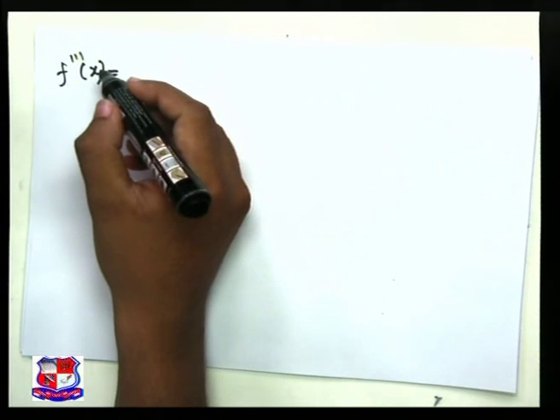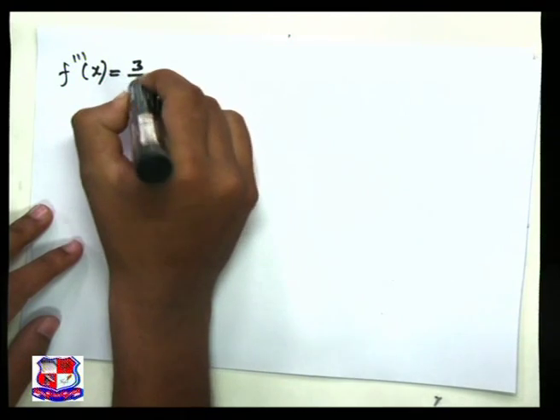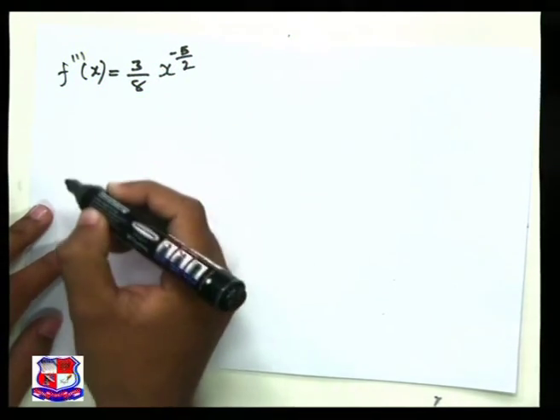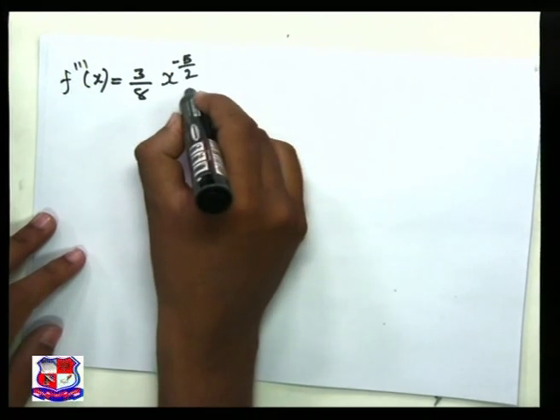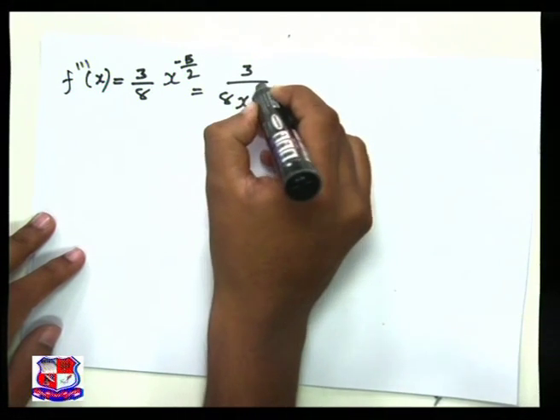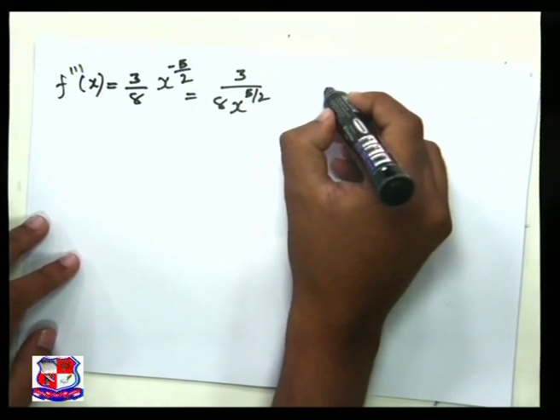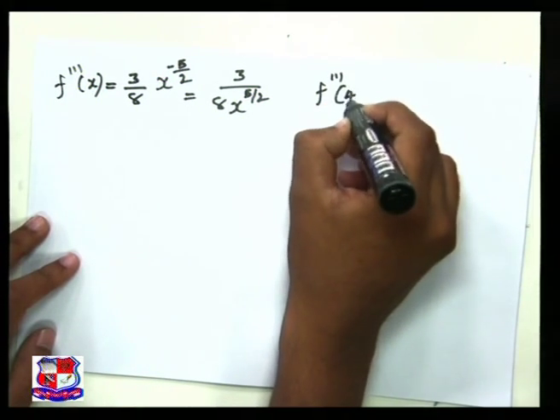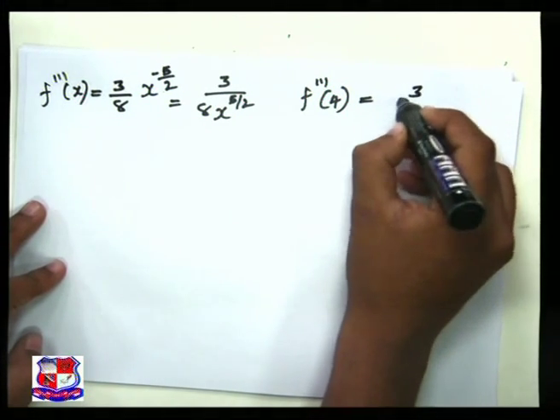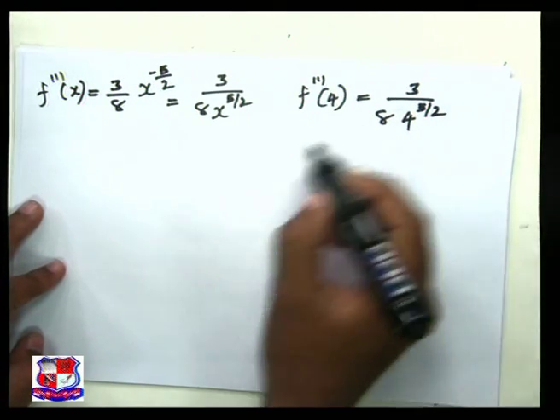So the third derivative is 3 by 8 into x raised to minus 5 by 2. So that is equal to 3 upon 8 into x raised to 5 by 2. Now put, instead of x, when we put 4, you will get 3 upon 8 into 4 raised to 5 by 2.